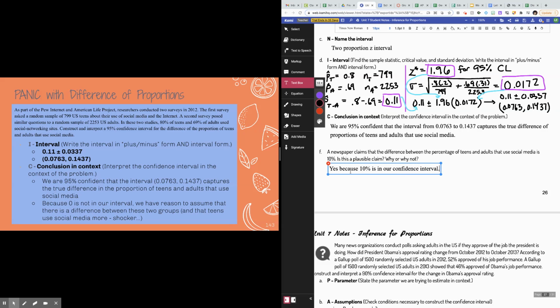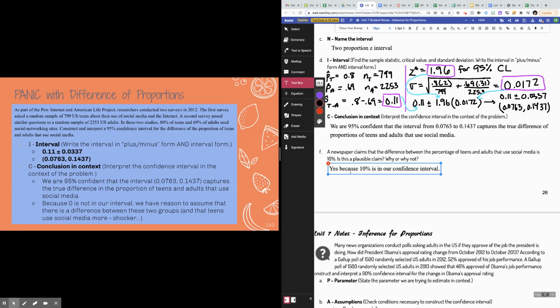Okay. Remember, the entire point of constructing a confidence interval is to give us a range of possible true values of whatever your parameter is, right? So any number in that interval, any proportion in that interval is a possibility for the truth, right? And 10% is in that interval, right? Which means that it is possible that that is true, right? We can't verify it for sure, right? But we can say it's a plausible claim, okay?